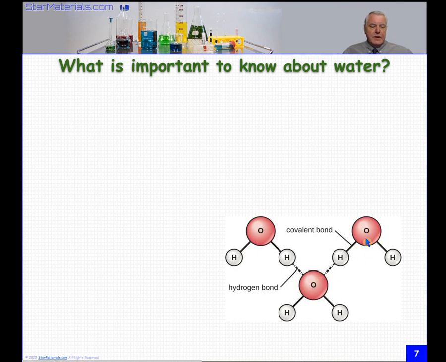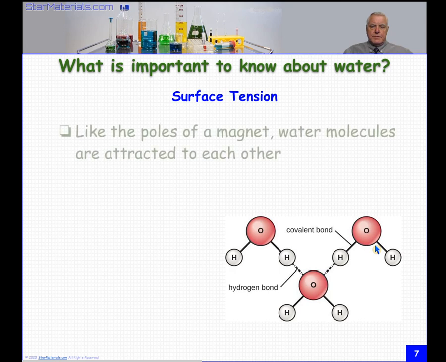When they come close together, just like taking two magnets, the north and the south, well, the positive ends with the negative ends, they provide attraction. Like the poles of a magnet, water molecules are attracted to each other.